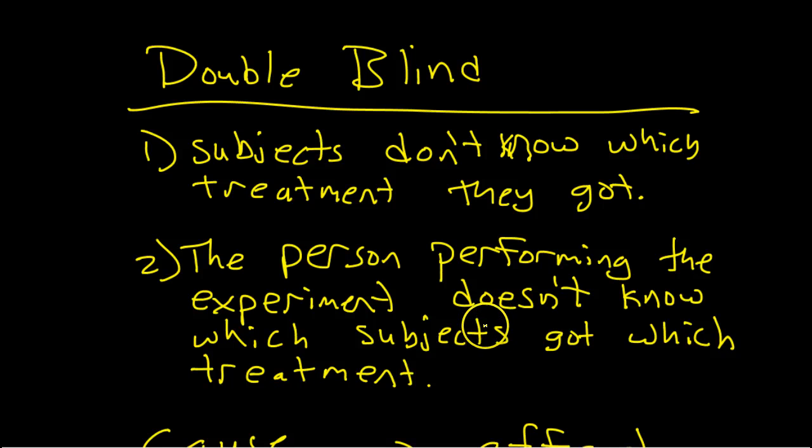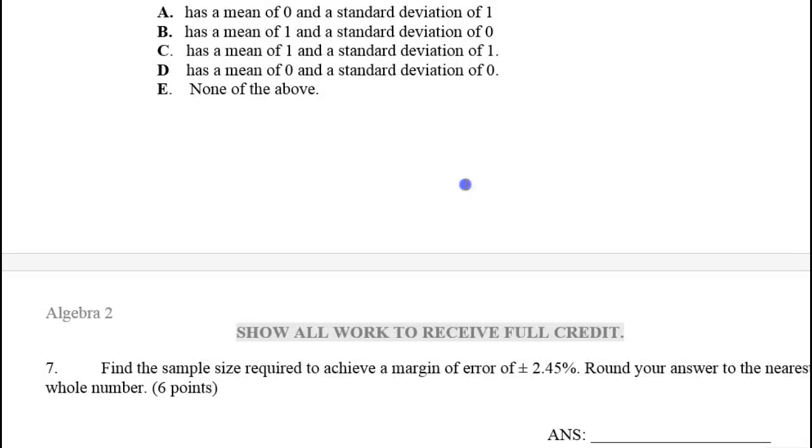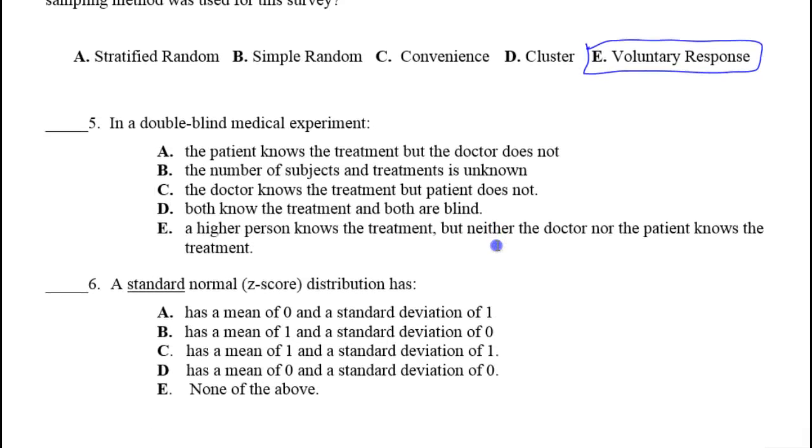And then you're nodding at them subconsciously because you're expecting them to feel better. And then they say yes because they see you nodding. You know what? I think I do feel better. So that's a bias. So it's better if the person performing the experiment doesn't know whether or not you got the real medicine, so they don't subconsciously give you clues and cues about how you should be feeling. Anyway, that was a long explanation for this very short problem.